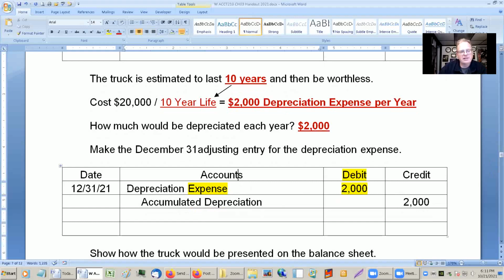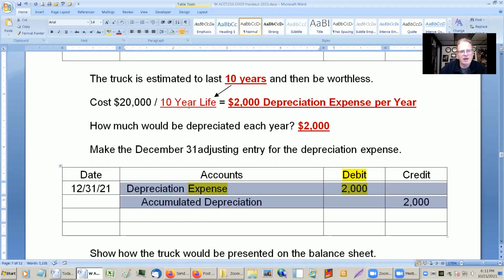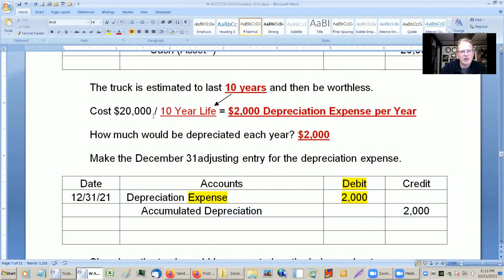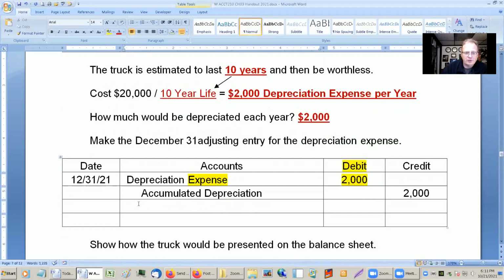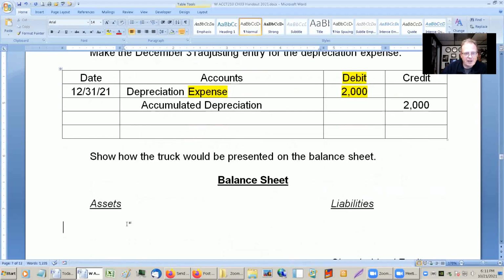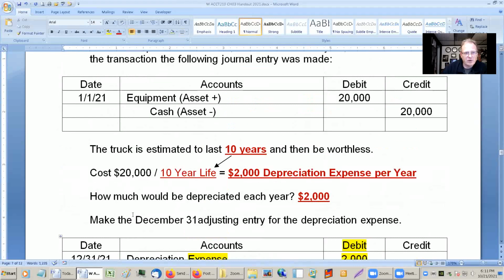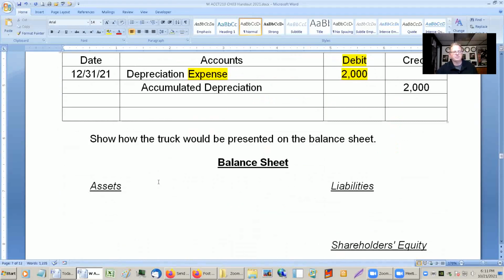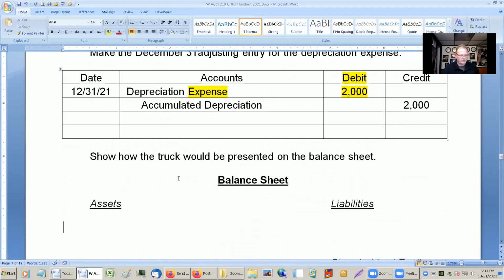And so this is a standard entry that you'll always do for this. And so for the next 10 years, you'd make this same entry. Next year, you'd make exactly the same entry. Year after that, exactly the same entry. Okay, and this is how this would be shown on the balance sheet. Equipment 20,000. Shown like this.